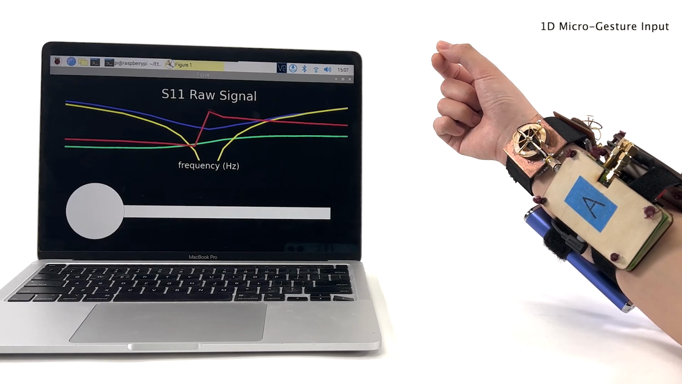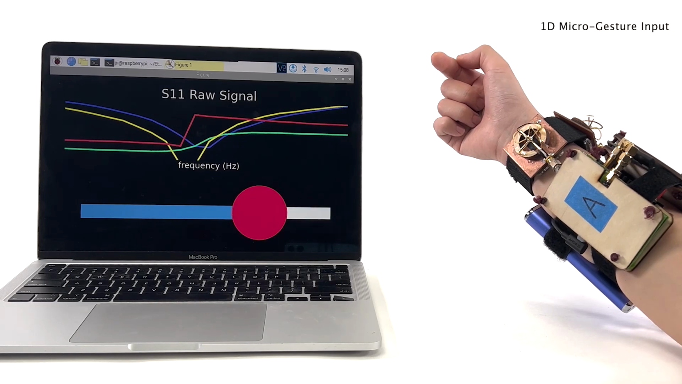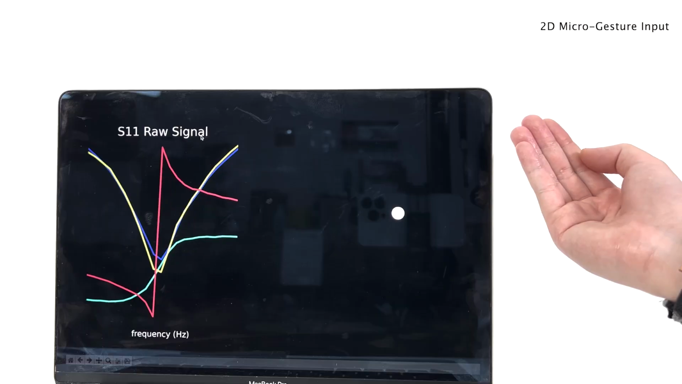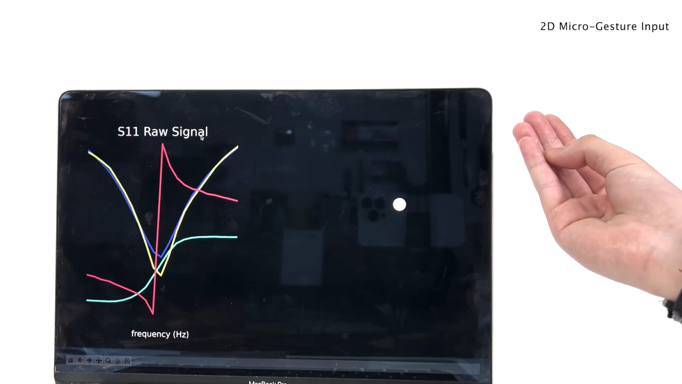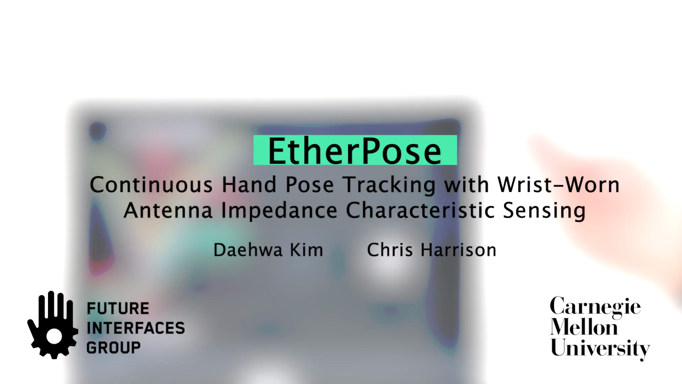And micro gesture input. While our current prototype is very much a proof of concept, a future commercial implementation could be significantly miniaturized and feature both more and different types of antennas. Please see our paper for more discussion, as well as all technical and user study details.